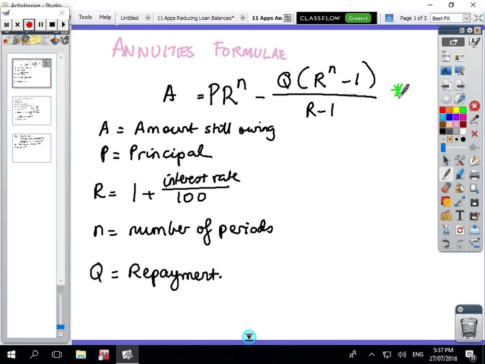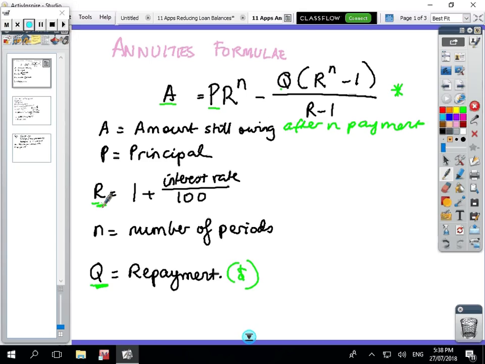So A is the amount you still owe after n payments, and it equals the principal multiplied by 1 plus the interest rate over 100, that's R, to the n, minus Q, where Q is the repayments in dollars that you're making per month or whatever, multiplied by R to the n minus 1 over R minus 1.